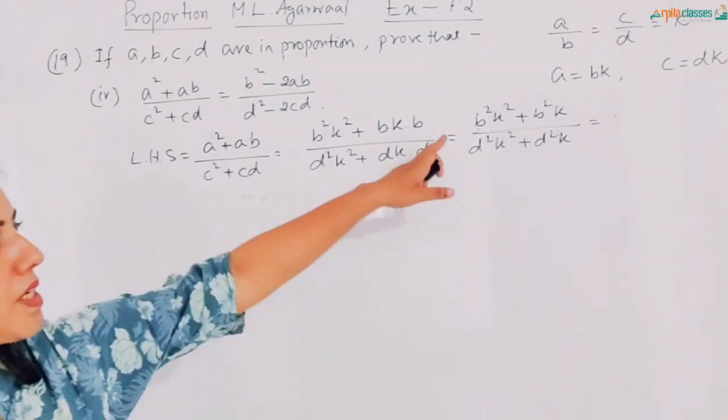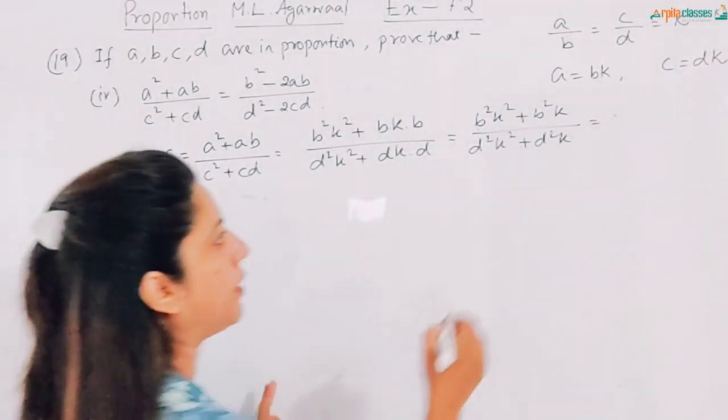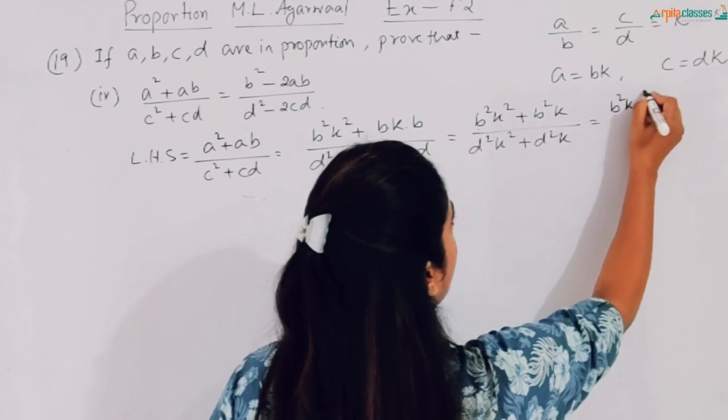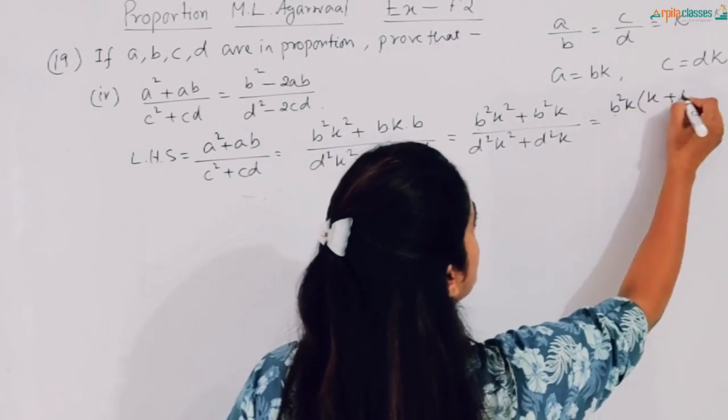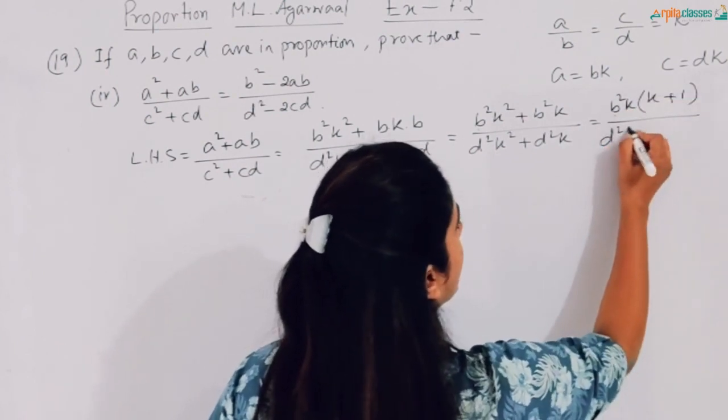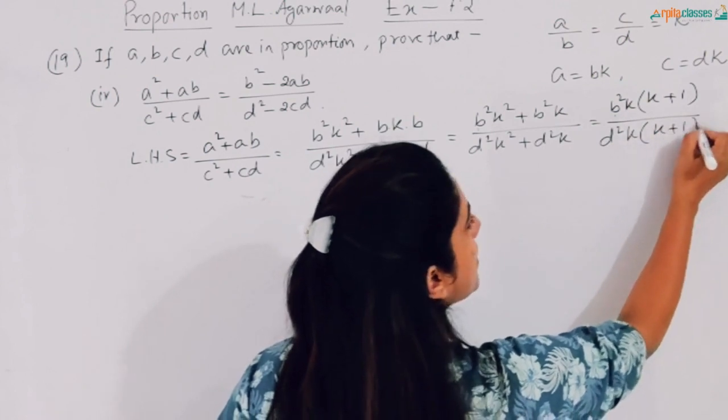Now take B squared K common from the numerator. So if I take B squared K common, it will be K plus 1. Down I take D squared K common, it will be K plus 1.